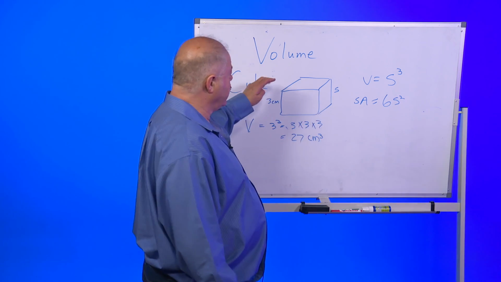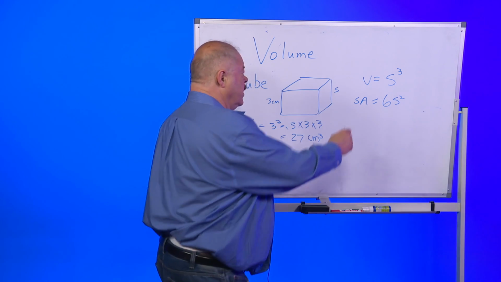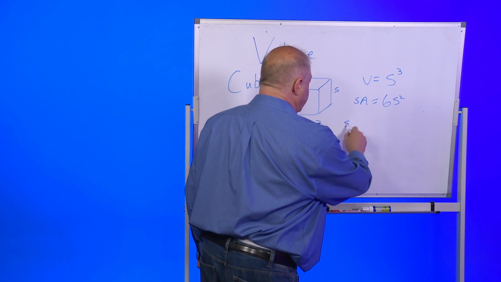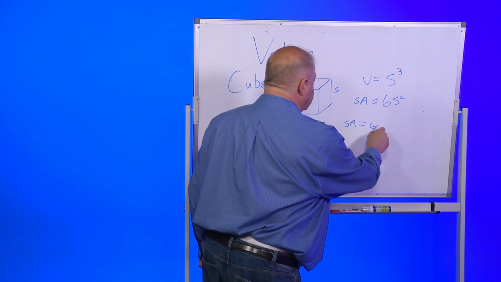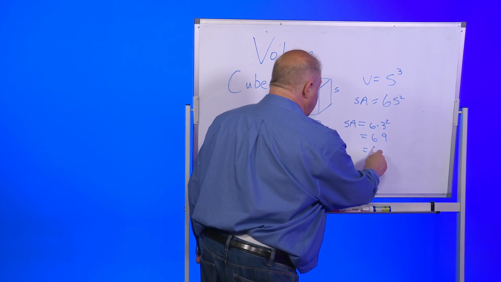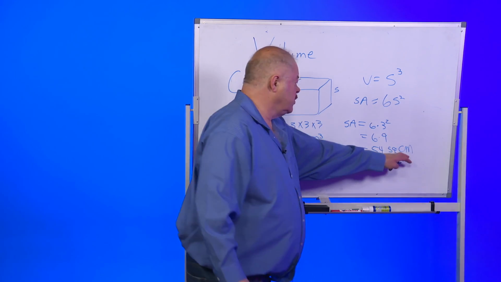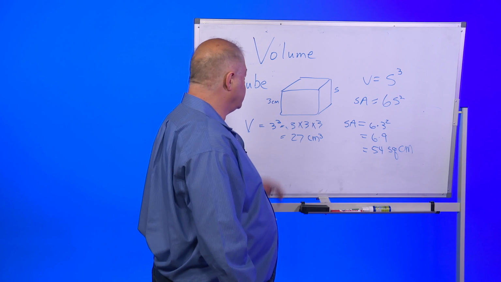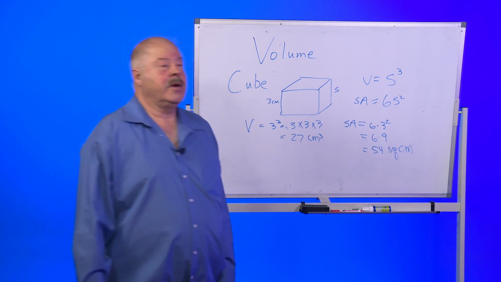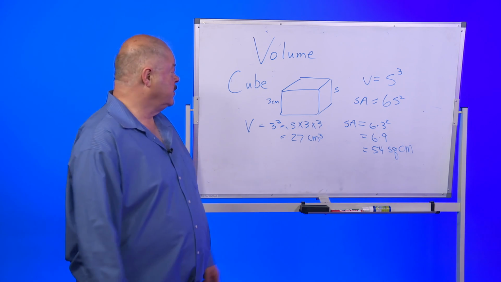Now, if we wanted the surface area, which is the area of all the surfaces put together, it's 6 times the side squared. So the surface area of a cube would be 6 times 3 squared, 6 times 9, 54 square centimeters. Notice here it's squared centimeters, and here it's cubic centimeters for the volume. So the surface area is that. So when we come back, we'll take a look at a rectangular prism.